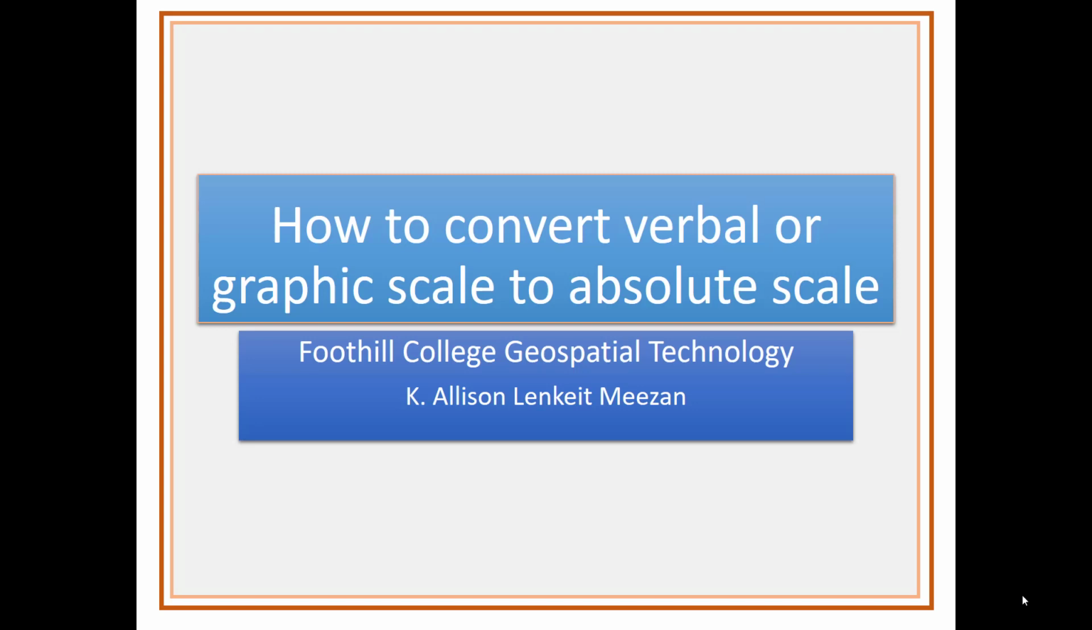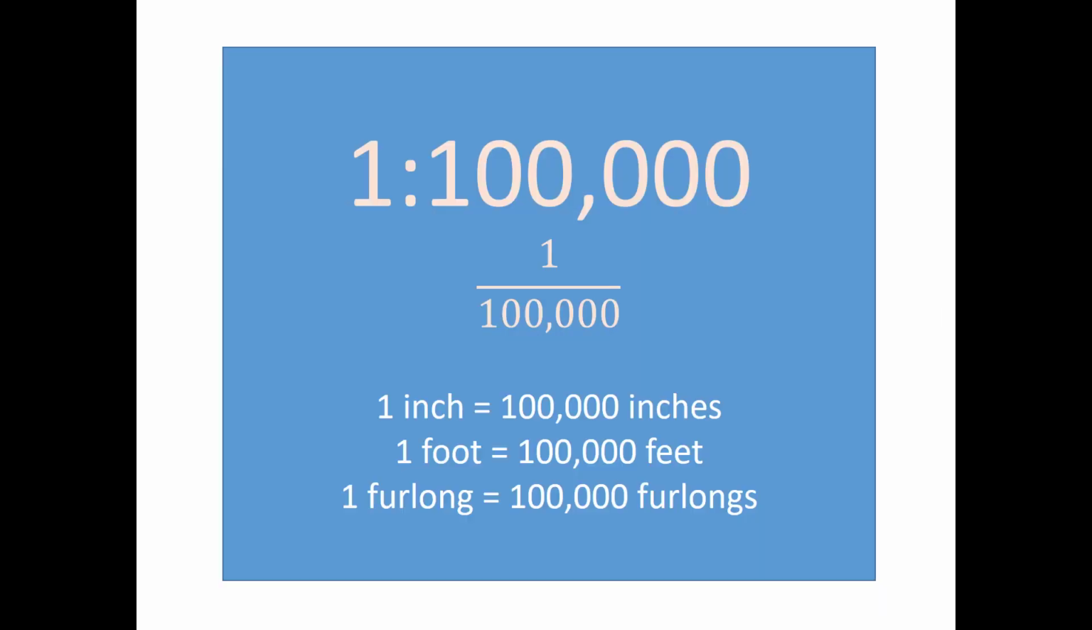In this short video, we will go over how to convert verbal map scale into an absolute or dimensionless map scale. A true map scale is a ratio with the same units compared. So a scale of 1 to 100,000 is 1/100,000th of the real world. This is the same as 1 inch is equal to 100,000 inches, 1 foot to 100,000 feet, 1 furlong to 100,000 furlongs, or whatever. It doesn't matter what your units are as long as they are the same.